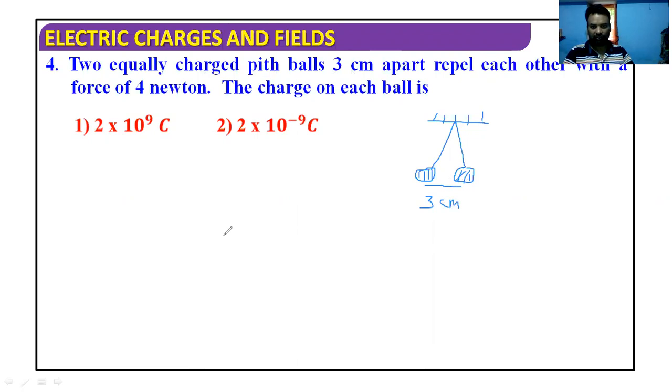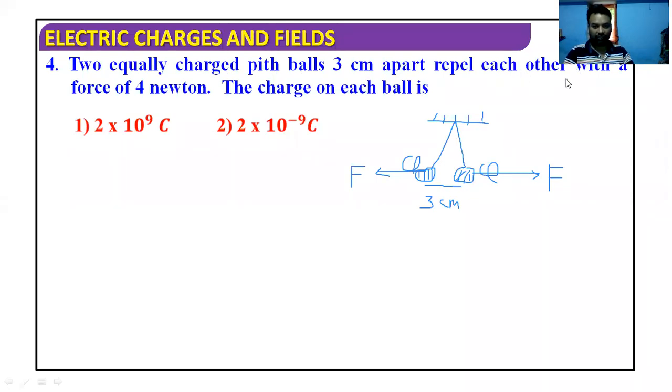Equally charged. If the charge on this is Q, then the charge on this is also Q. Two equally charged pith balls 3 centimeter apart repel each other. Because like charges are there, they will repel each other, and the repulsive force will act outward. So this is force F in the left direction, and this is again the force in the right direction.